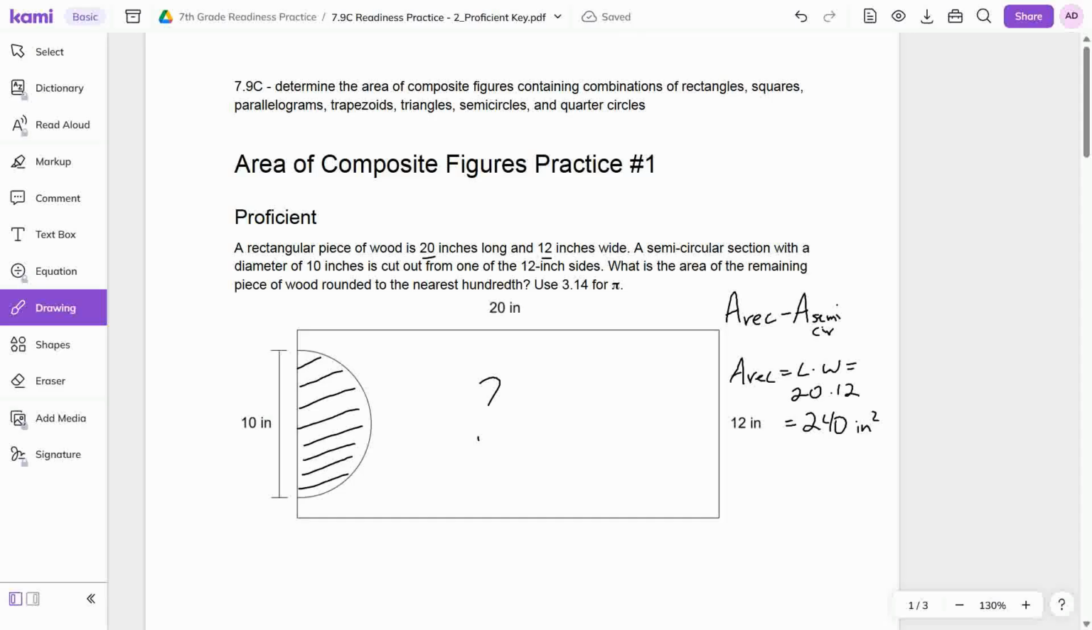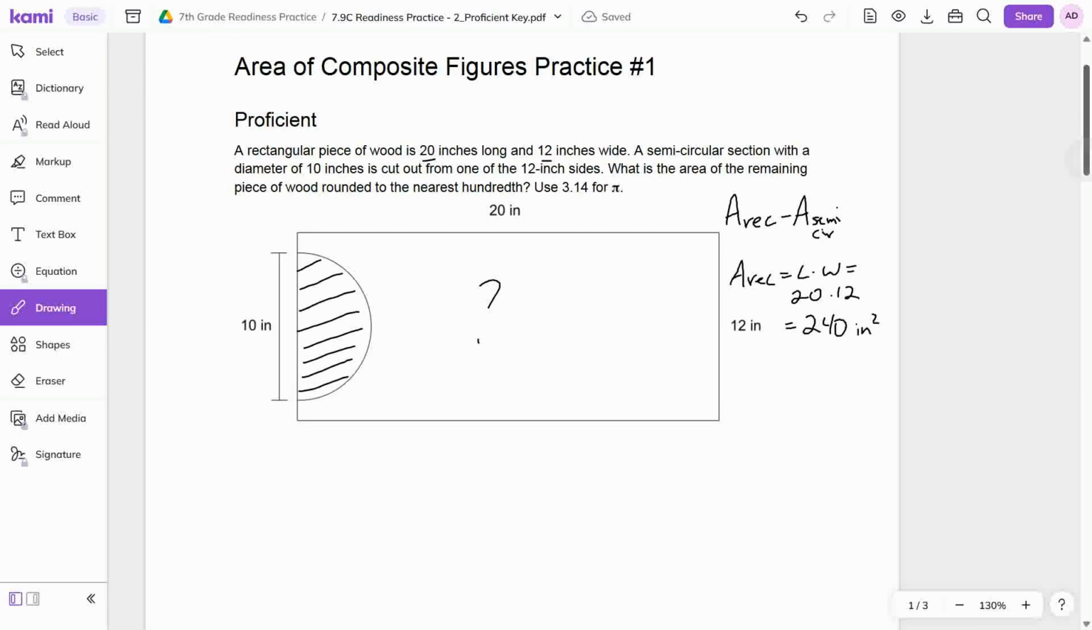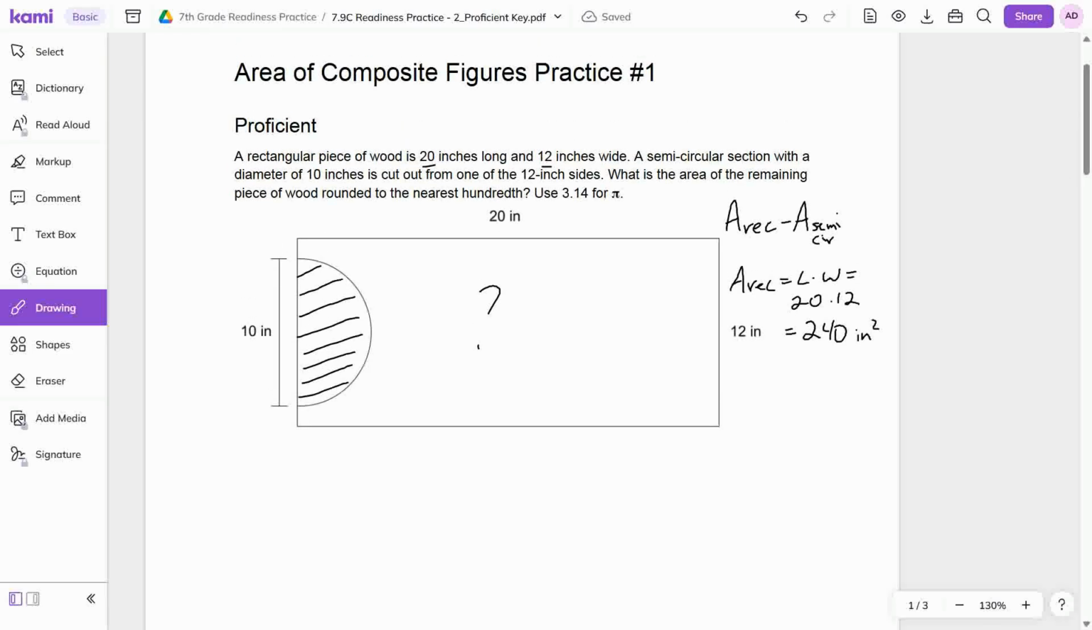Now we need the area of the semicircle. There is no special formula for just a semicircle. What we do is we take the area of a circle and we cut it in half. So pi r squared is the area of a circle, and since that's only half a circle, we are going to divide that by 2. You can multiply by 1/2. They both do the same thing. All right, so we're going to use 3.14 for pi.